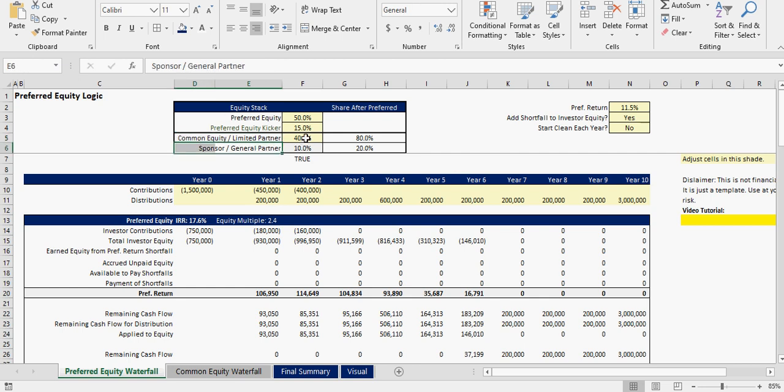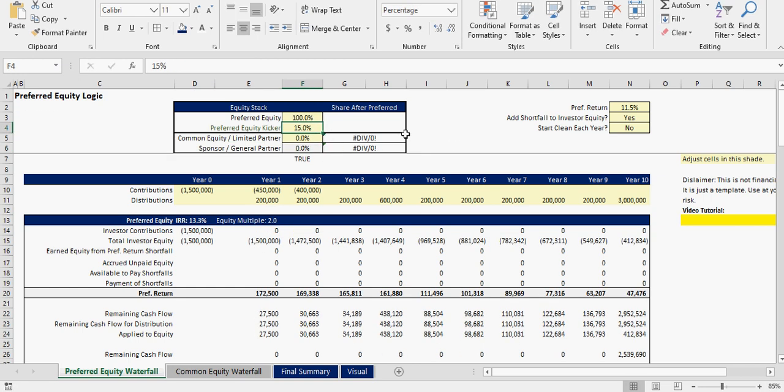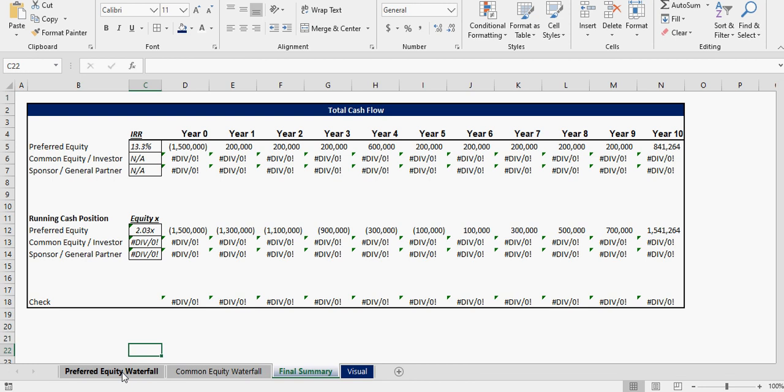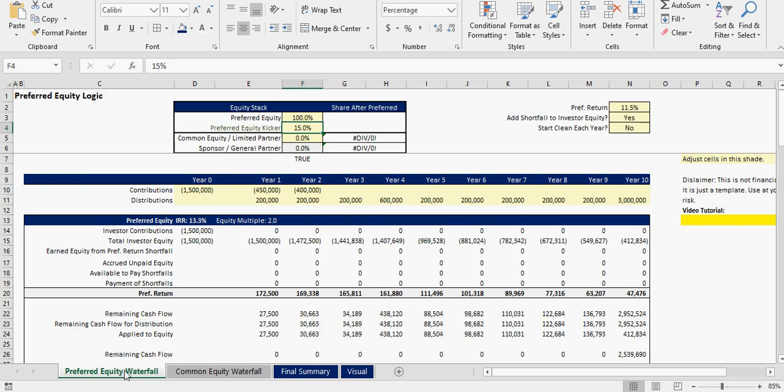So you can see here, let's say we did 0% for the common equity, and let's say 100% of the funding came from preferred equity. So if we did that, oh, hold on. We have to say something came from the sponsor. Let's say 90% came from preferred, 10% came from the sponsor.